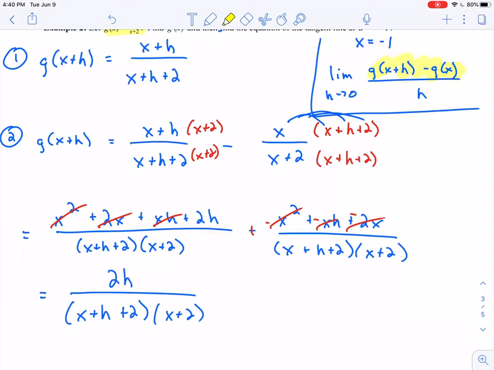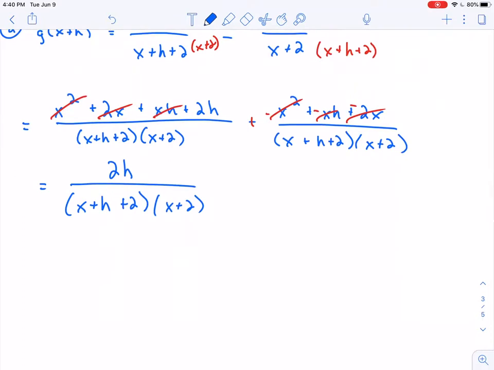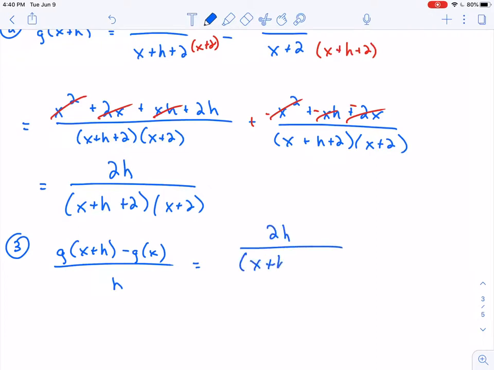What do we need to do next? Well, we need to take that, we need to divide it by h. So let's divide this by h. In step 3, I'll have g of x plus h minus g of x, what I just found last time, divided by h. So I'm going to take 2h divided by x plus h plus 2 times x plus 2. Take this whole thing and divide it by h.